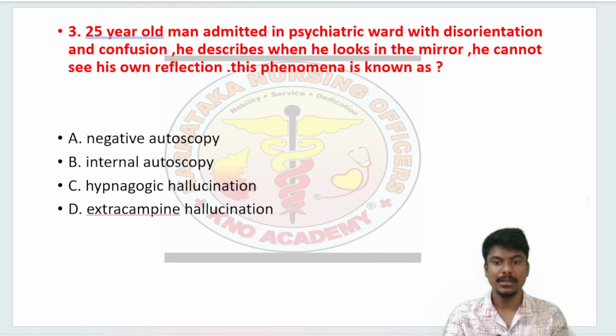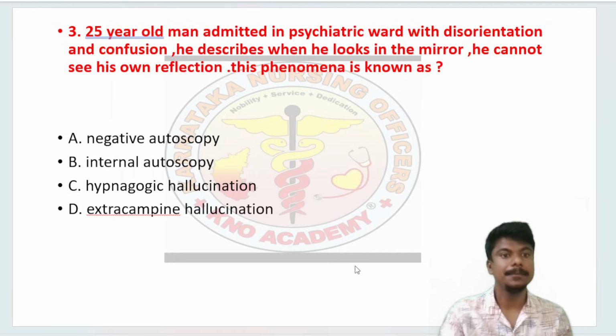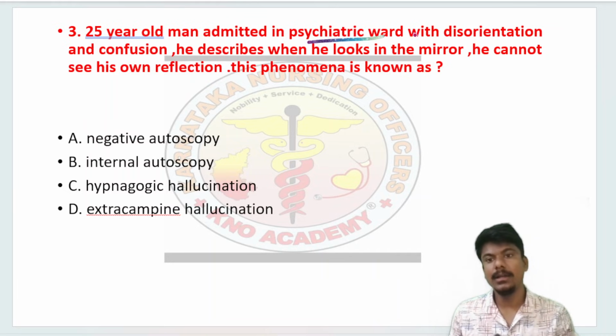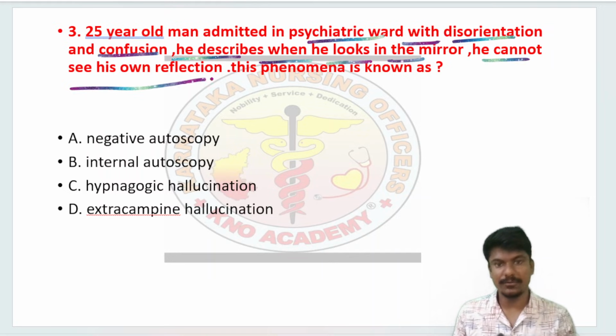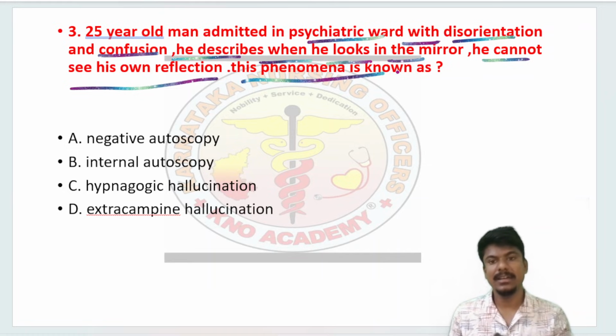Here we have a question from psychiatry. A 25-year-old man admitted in a psychiatric ward with disorientation and confusion describes that when he looks in the mirror, he cannot see his own reflection. This phenomenon is known as what? I picked this question from psychiatry.